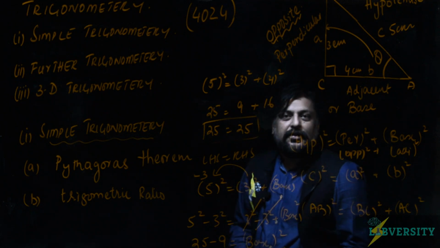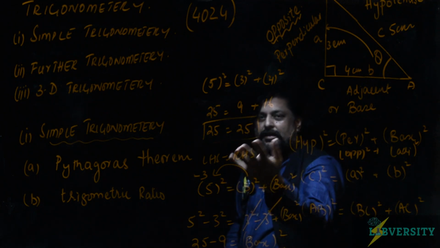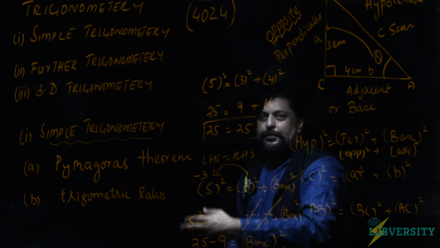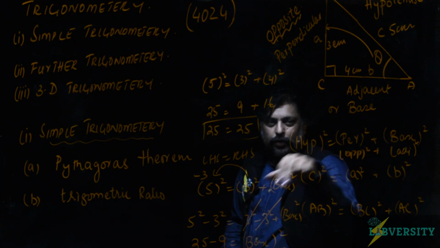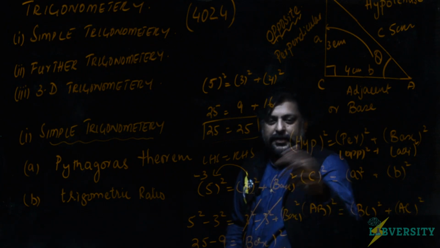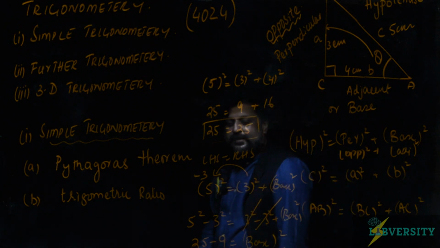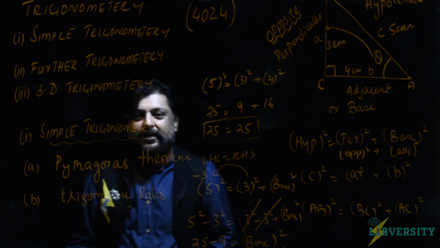So this is the use of Pythagoras theorem. Number 1, if all the sides are known, you can prove whether it is a right angle triangle or not. Number 2, if two of the sides are known, the third side can be found out by the method of algebraic manipulation. Thank you.